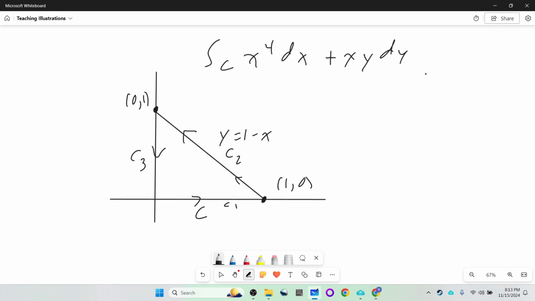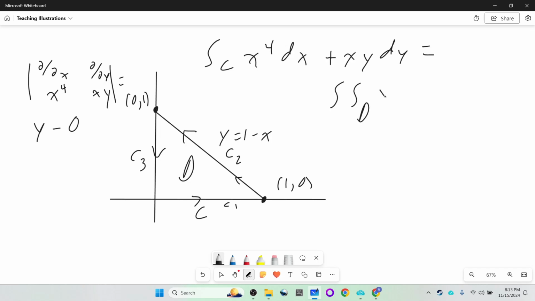Or we can use Green's theorem. What would the curl of this be? Well, del x, del y, x to the fourth, xy is y minus 0. So this would be the same as just doing the double integral across, let's call this D, of y dA. I don't know about you, but to me this looks easier. It's a double integral, but it's not a very complicated double integral.